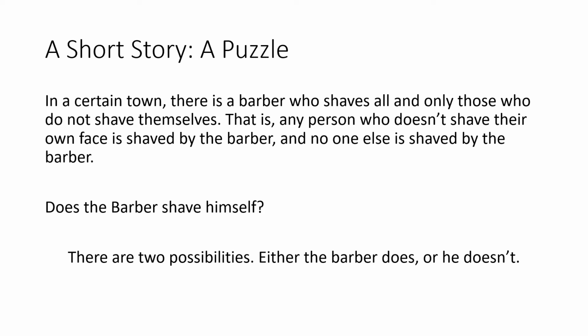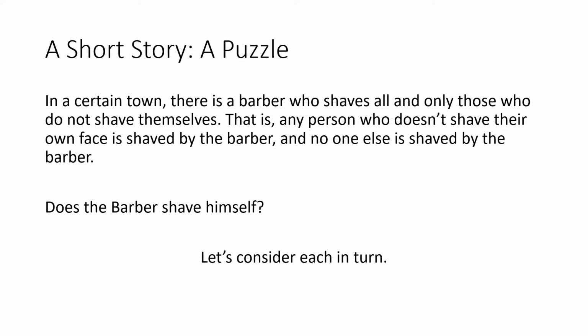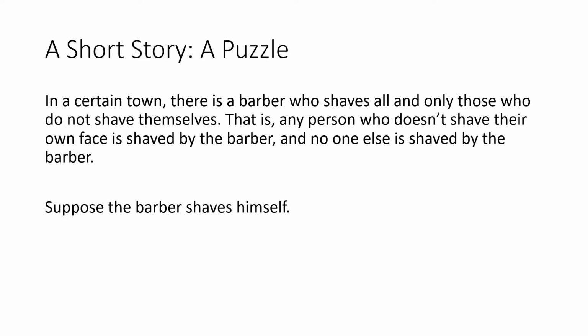Okay, so what we're going to do now is think through these possibilities. The first possibility is that the barber does shave himself. The second is that he doesn't shave himself. And we're going to ask what follows from each possibility. So let's consider each possibility in turn. Let's start with the supposition that the barber does shave himself. So the barber shaves himself. What would follow from this? Well, remember our question is, does the barber shave himself? Okay, let's suppose that the barber does shave himself.